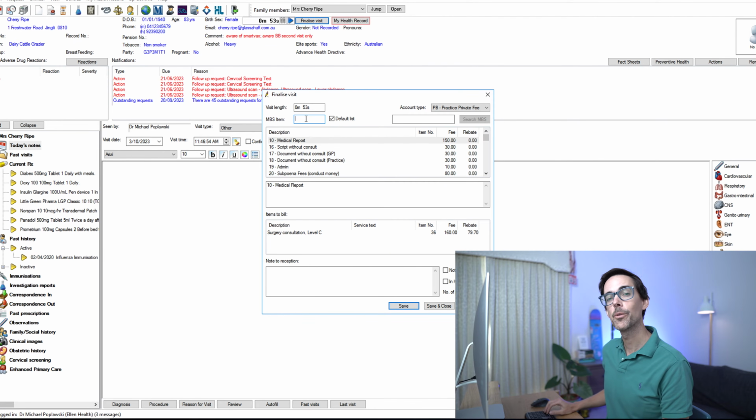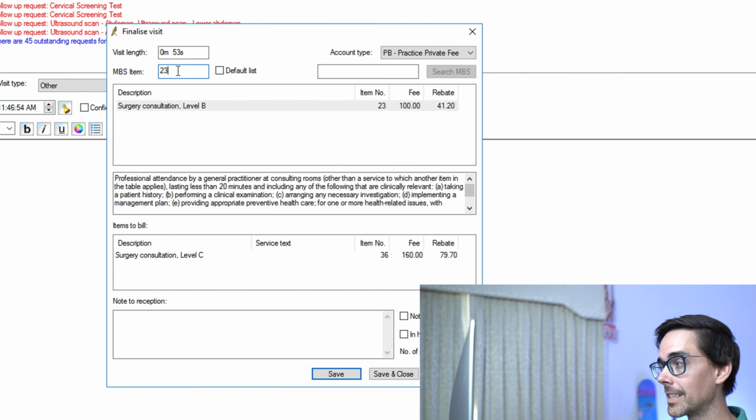And how it works in Australia is that every time you see a patient, your reception effectively gives them an invoice, gives them a bill, and says, listen, your consultation today is, for instance, $100. But Medicare will give you a little bit of that money back. And if we go back to the finalized visit window and I put in a 23, which is a consultation between 6 to 20 minutes, you can see that Medicare will give the patient back $41.20.